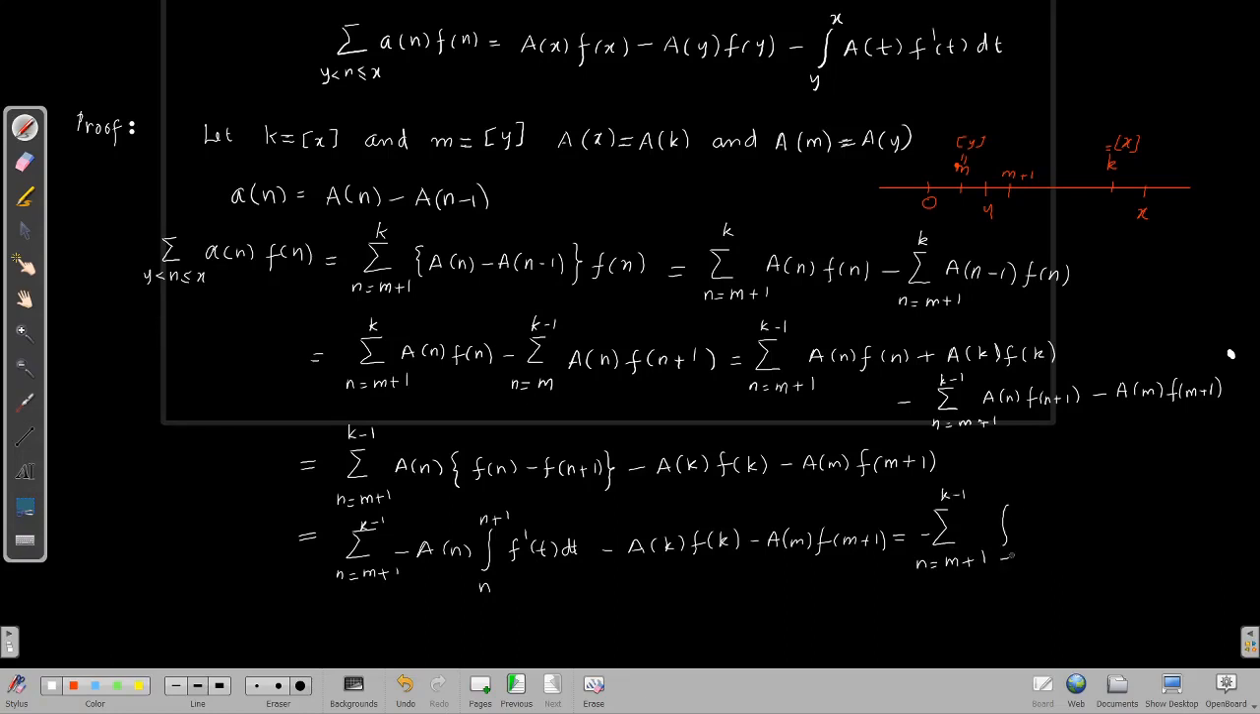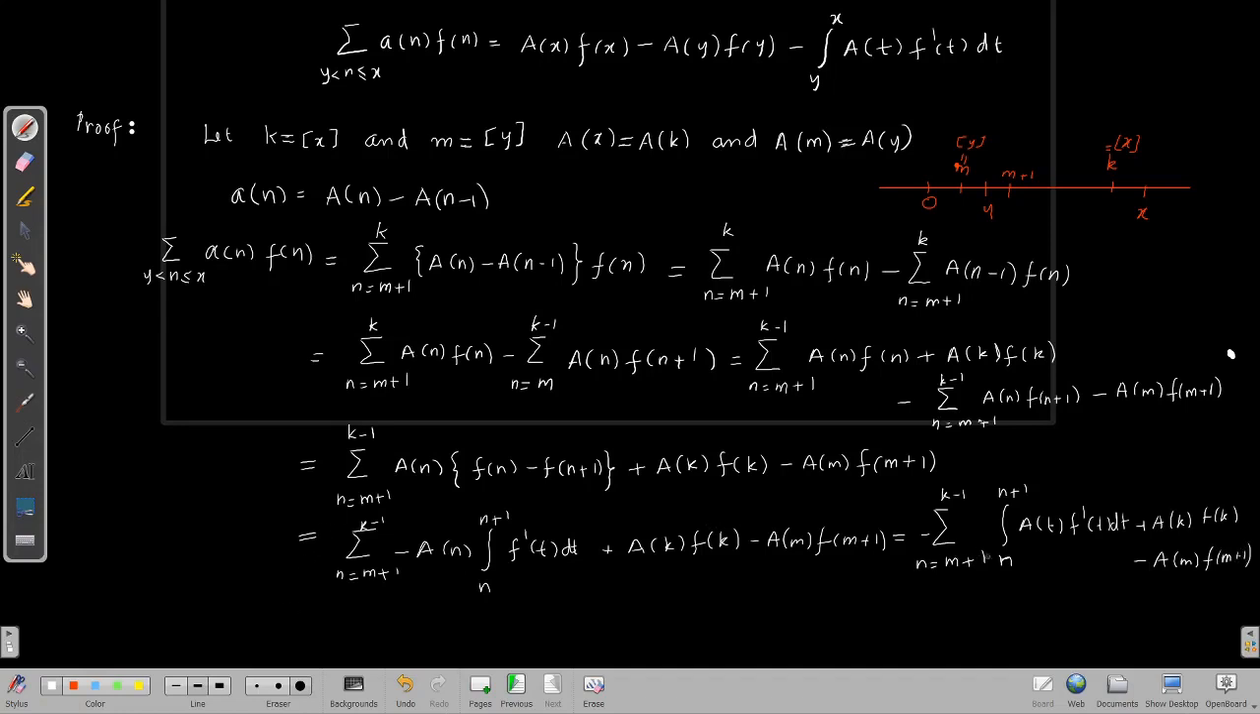I'll write this as minus the integral from n to n plus 1 of a of t f dash t dt, because the value of a of t is always a of n for the interval n less than or equal to t less than n plus 1. So the remaining terms will be the same, a of k f of k minus a of m, and this is plus, we have a plus sign here, and here we have a of m f of m plus 1.